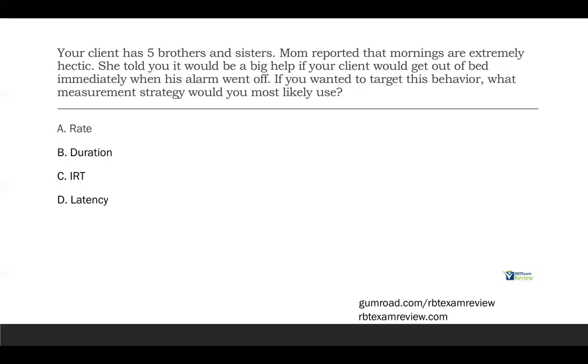All right, think about our skill acquisition plan steps. Well, what are we doing? We need to identify a behavior, we need to identify a goal, and we have to identify a measurement system. So that's what we're doing here. Our behavior is client getting out of bed. Our goal is client getting out of bed immediately. And now we want to identify a measurement strategy.